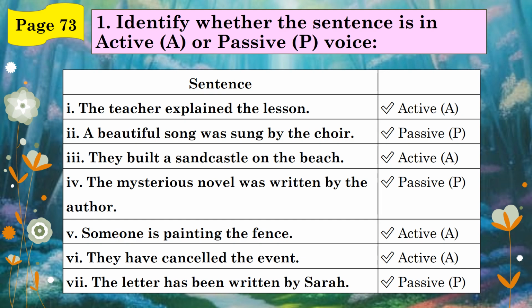4. The mysterious novel was written by the author. Voice, passive. 5. Someone is painting the fence. Voice, active. 6. They have cancelled the event. Voice, active. 7. The letter has been written by Sarah. Voice, passive. Understanding how to recognize sentence voice helps us write with more control and variety. Ready to continue to the next part?